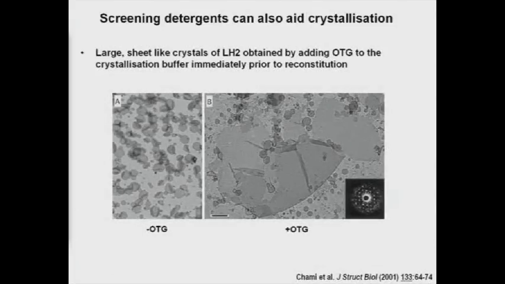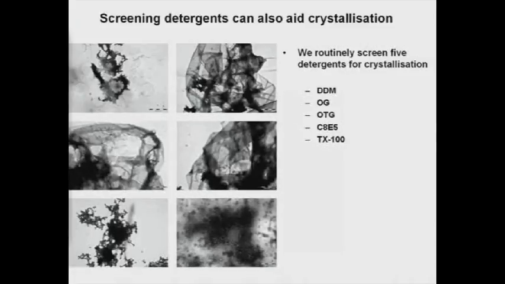This is an example from someone that's in the audience today, I believe, where large sheets of this LH2 protein were obtained by introducing octyl glucoside into the crystallization mixture prior to performing crystallization trials. So this is a nice example, and not the only one, where the detergents which help the crystallization process may not necessarily be the detergents that you need to use in the early purification steps.